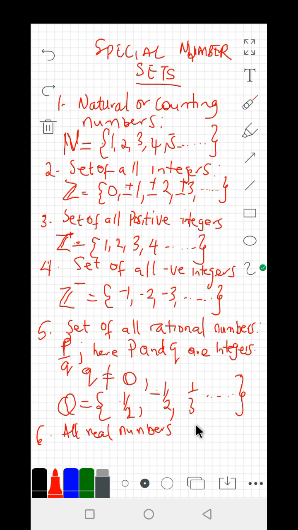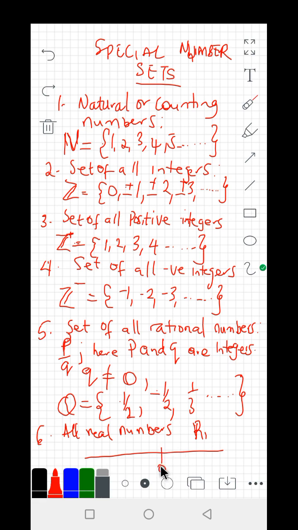And it's denoted as capital R. So these are numbers that can be placed on the number line. It's a set of all numbers that you can find on your number line. This is your number line.